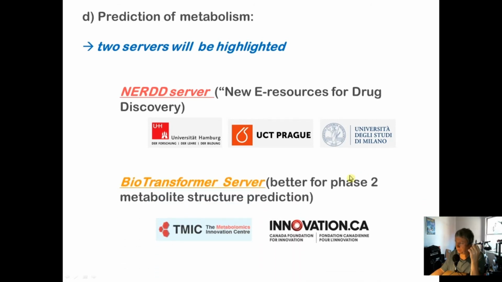We're also going to use something called Biotransformer, and this is a Canadian tool, and this is used maybe better for phase 2 metabolite structure prediction. This top tool is pretty good for certain things, but when it tries to predict phase 2 metabolite structures, I don't think it does it very well. So that's why we have two tools. They're both really easy, and we can use our SMILES strings for this.